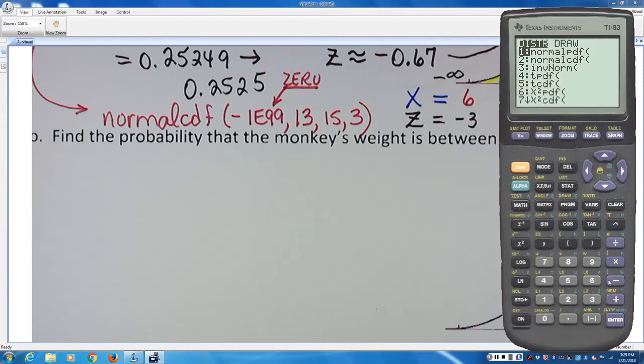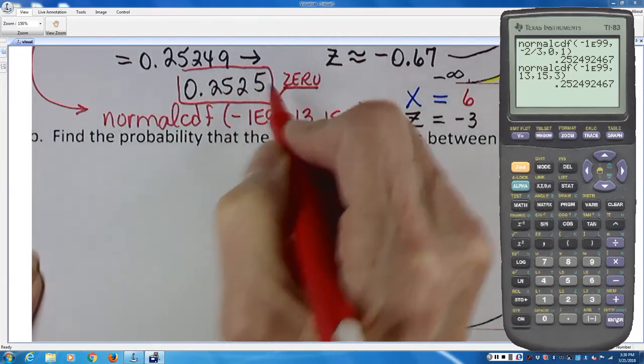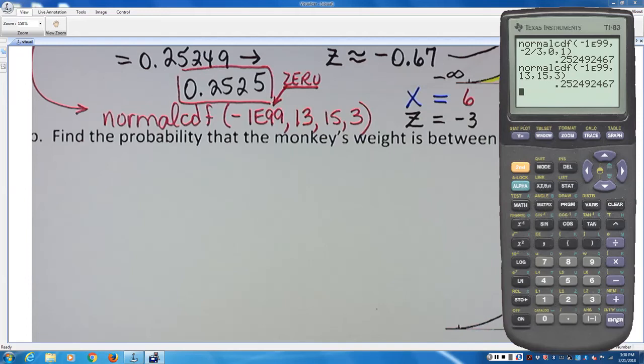So again, we're going to go normal CDF, and I will work at first with negative infinity, going up to 13 pounds, with a mean of 15 pounds for all of the monkeys, and a standard deviation of 3 pounds for all of the monkeys. And notice that you get exactly the same answer that we did before. That answer didn't change. If you round it off to 4 decimals, it's 0.2525.